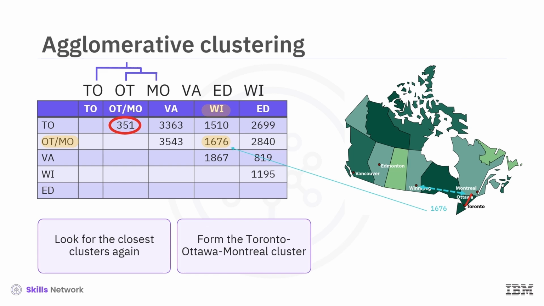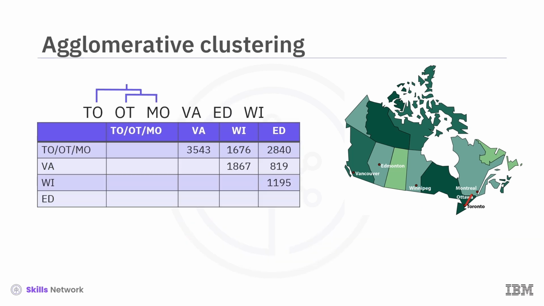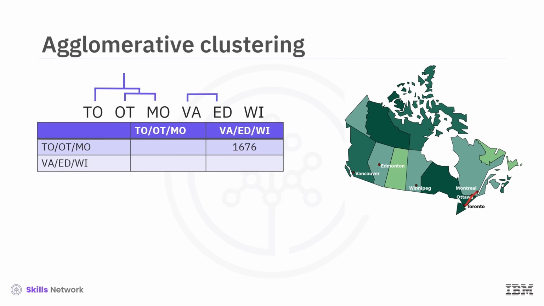As the algorithm progresses, a dendrogram visualizes the hierarchy of clusters, as shown by the red oval. Next, the updated distance matrix shows that Vancouver and Edmonton are the closest. Similarly, the agglomerative algorithm merges clusters into one, completing the dendrogram.